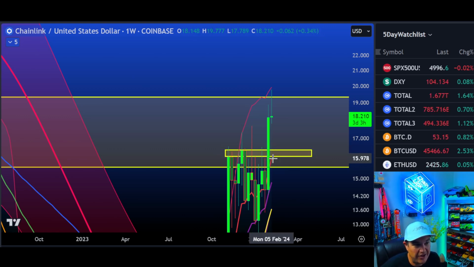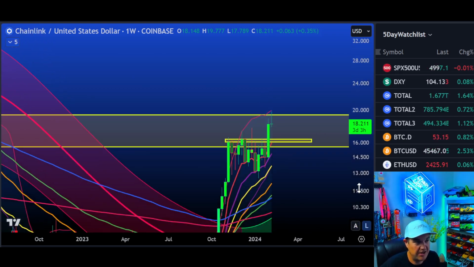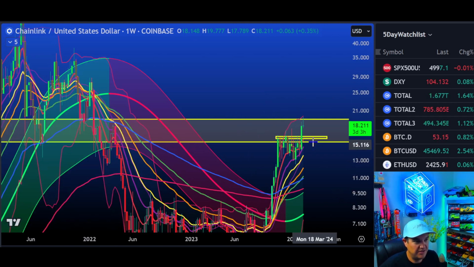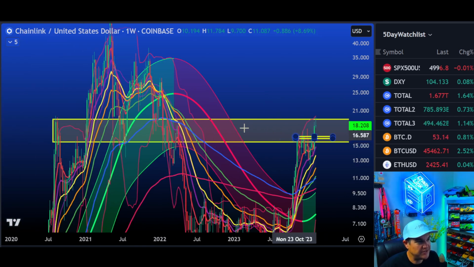So if we close under 16 on Sunday's weekly close, that would be a big bear sign for the next several weeks. So we want to avoid that at all costs. If you want Chainlink number go up, you don't want to see a weekly close under 16, okay? Here's our resistance zone. We're stuck in it. Why?